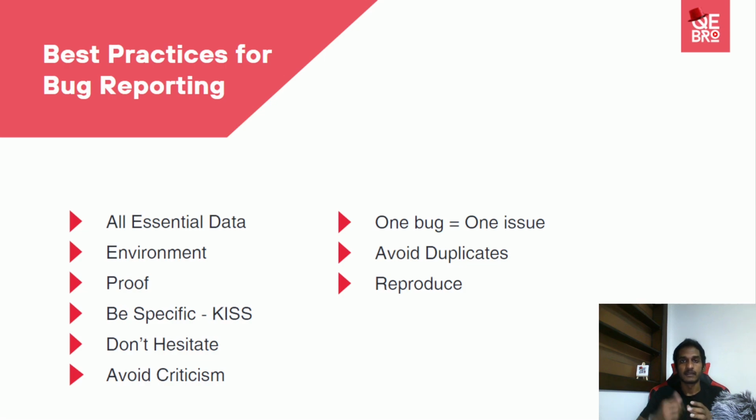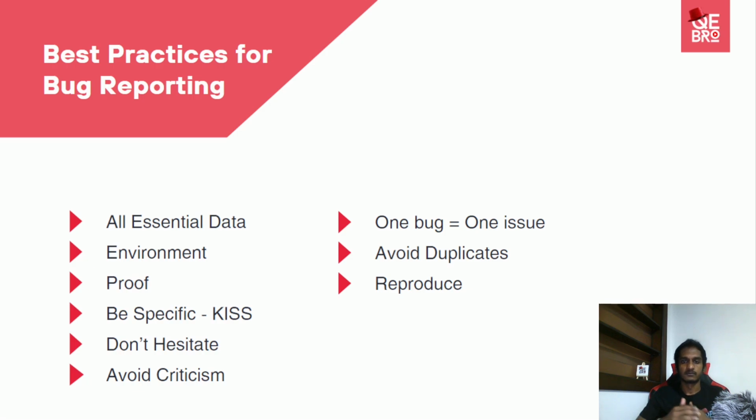However, when writing the bugs or reporting or in your meetings, avoid criticism. You need to have a good relationship between the developers and the quality engineers. Then it will make a healthier team, which is very useful for your organization or for your project or the product.